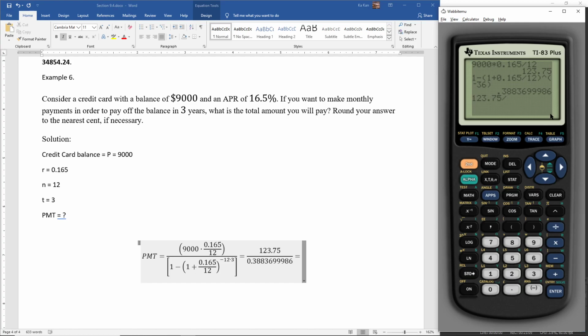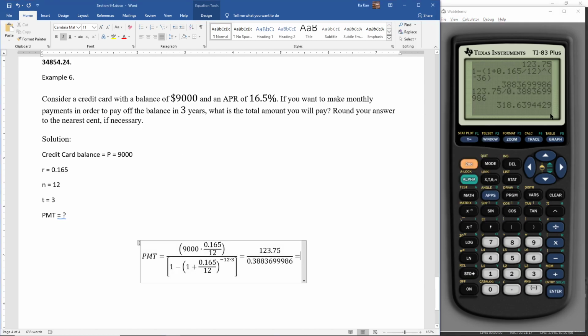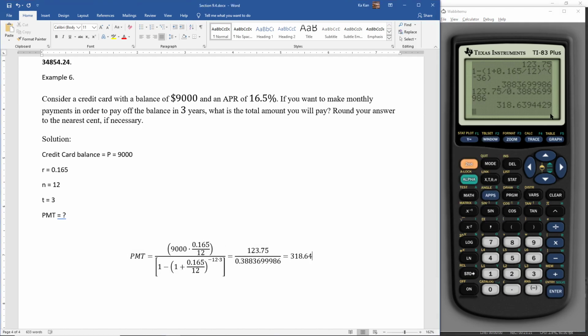Now let's put this in the calculator. 123.75 divided by 0.388369996. So I got 318.64. So that's how much payment you have to make per month. But now here's the thing though. They're tricky. That's not what they're asking. They are not asking you how much you're going to pay per month. They're asking you for the total amount.